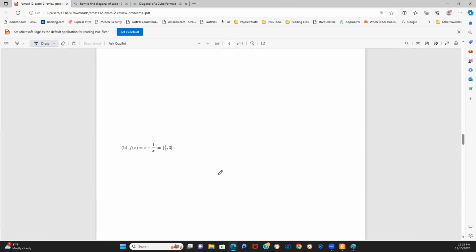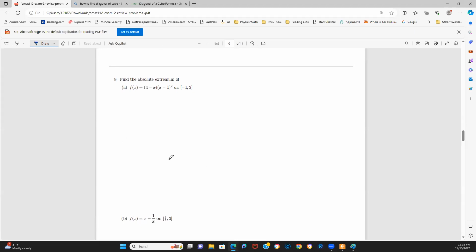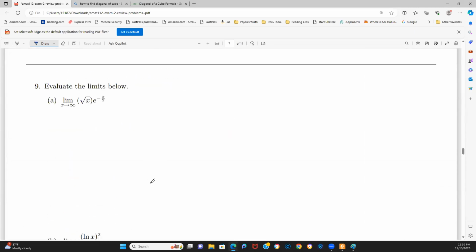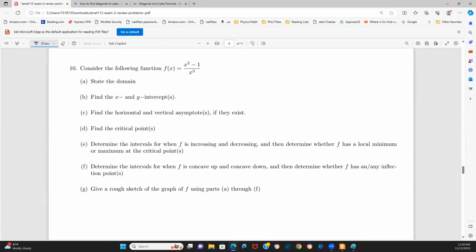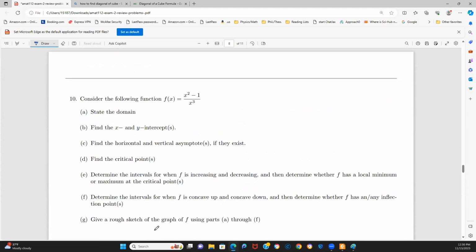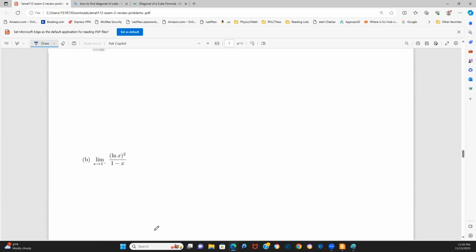Let's see here. These are pretty straightforward also. Alpha should be able to help you with those as well. Let's see. And yeah, we've done a million of these already, so I'll let you do that.